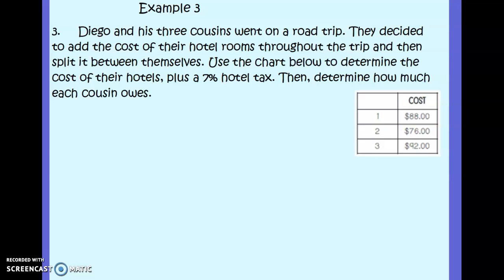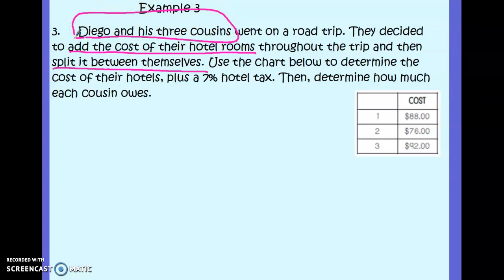Next one, Diego and his 3 cousins went on a road trip. They decided to add the cost of their hotel room throughout the trip, and then split it. Okay, so we know that we've got Diego and 3 cousins.